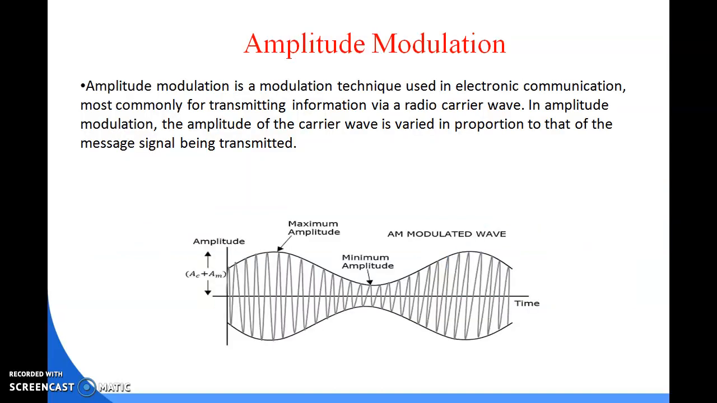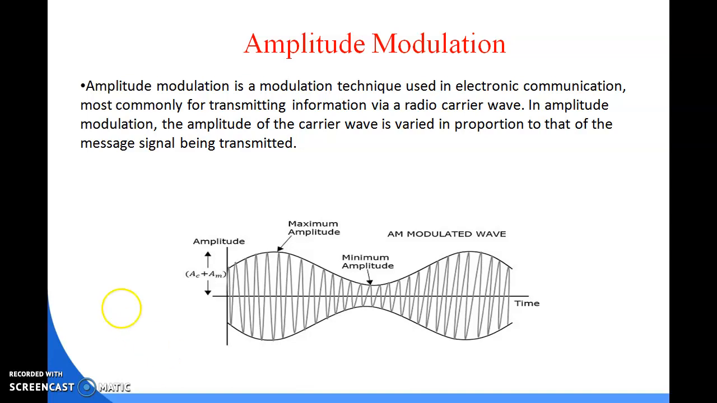Under analog modulation, the first one is amplitude modulation. Amplitude modulation is a modulation technique used in electronic communication, most commonly for transmitting information by a radio carrier wave. In amplitude modulation, the amplitude of the carrier wave is varied in proportion to that of the message signal being transmitted. So the entire thing depends upon the variation of amplitude. Frequency and phase both stay constant. There are no changes in the frequency and the phase. Only the amplitude changes.